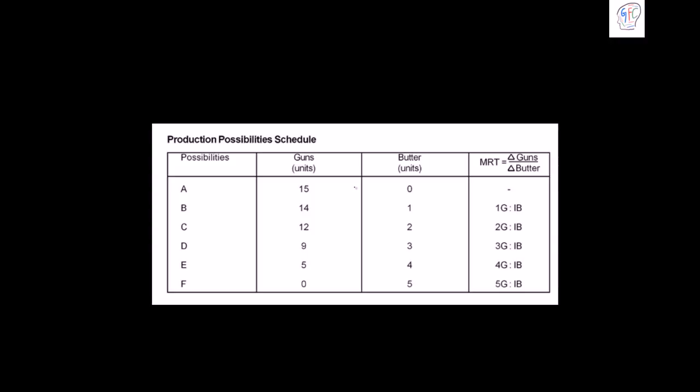Now, finally, before we understand the curve, we need to understand the production possibility schedule. Now, you might be thinking, why the schedule and what is schedule? So, schedule is the representation of all the possible combinations that an economy can produce. Now, over here, what you have is different possibilities of producing guns and butter. Now, why the guns and butter? It could be any other example as well. But over here, let us assume government has got limited resources and government is to make both guns and butter in the economy.